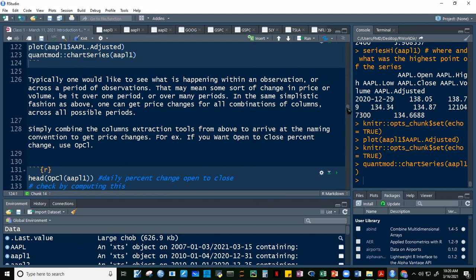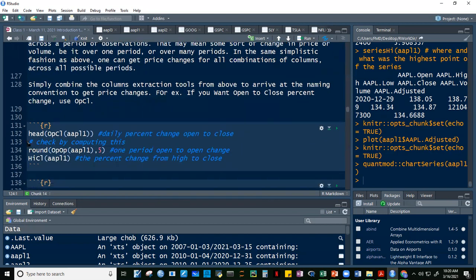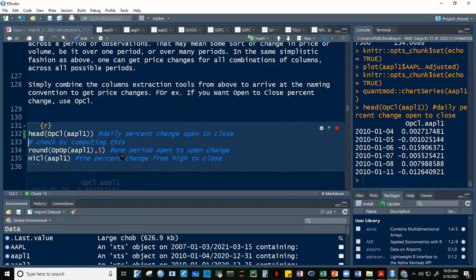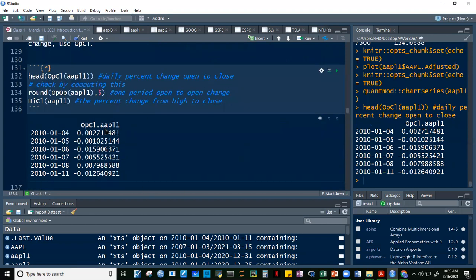So let's try this. Okay, look at this. Head, remember, head gives us the first 6 observations. I'm not just using open or close, I'm using open, close. So when we do this, what does this mean? Open, close here will give us the daily percent change. Okay, open to close.